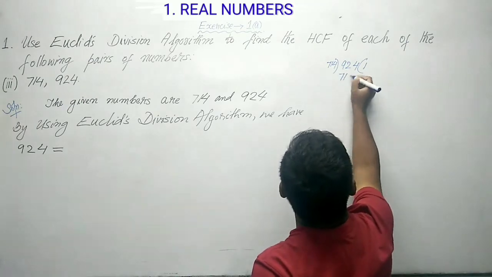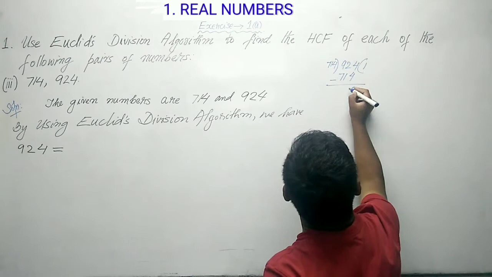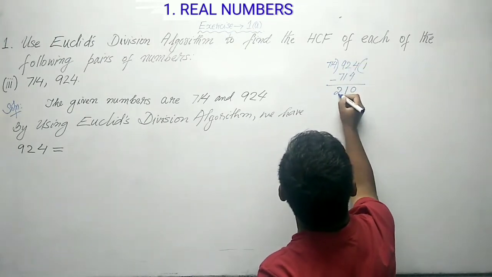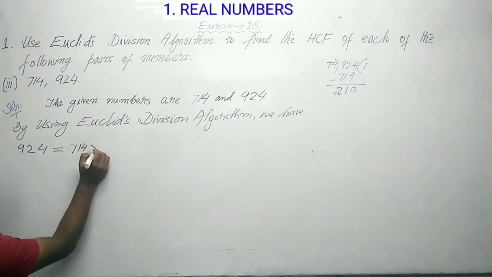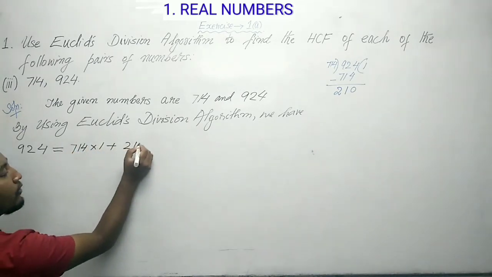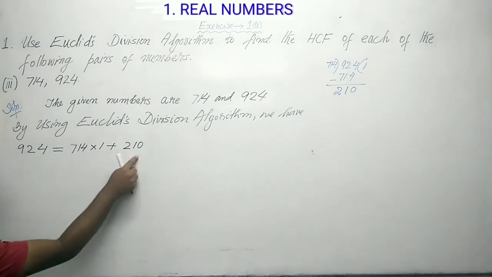714 1s are 714. 4 minus 4 is 0. 2 minus 1 is 1. 9 minus 7 is 2. So you have to write this in the form of 714 into 1 plus 210. Still the remainder is not 0. So divide this by this.